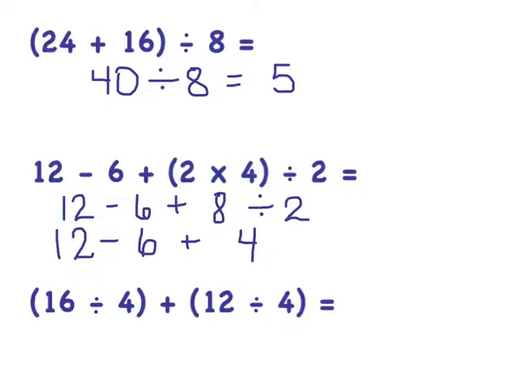Okay, now I've worked through parentheses, exponents, multiplication, division. Now I'm going to do adding and subtracting. And with my adding and subtracting, I'm going to work from the left to the right. So I'm going to start here with the 12. 12 minus 6 is 6. And then 6 plus 4 is going to give me 10.